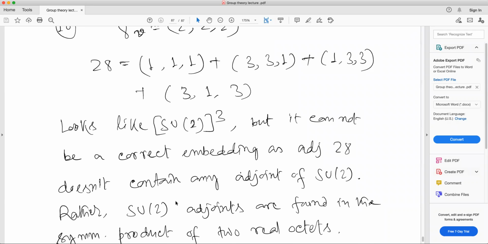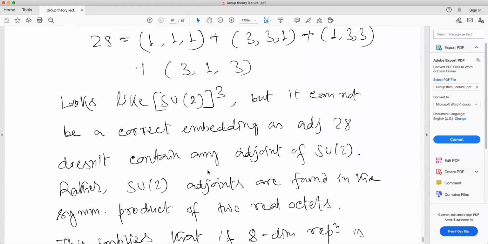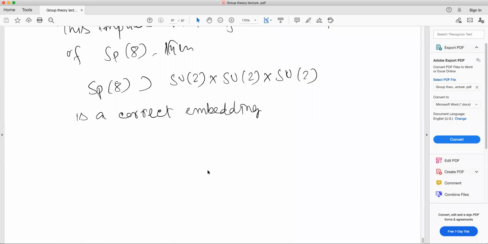So the correct embedding would be like SP8 containing SU2, SU2, SU8, and so on. So this is the way we can think of the embedding and all those things. And I would suggest to look into the review article by Slansky, where lots of tables are given about the embedding and all those things, and now you should be able to read and understand those aspects.